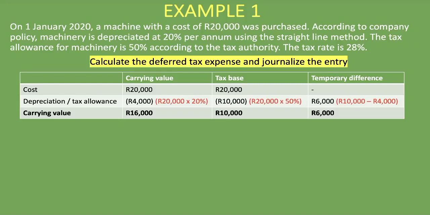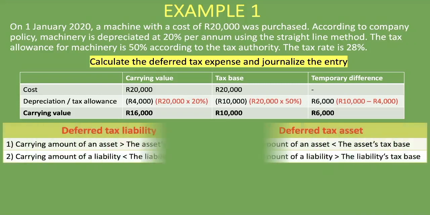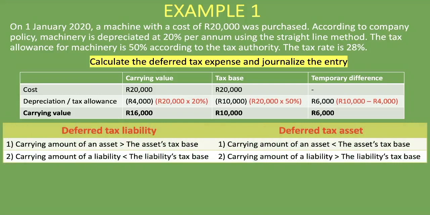Easy enough so far. Now we have to determine whether you have a deferred tax asset or a deferred tax liability, because we're asked to journalize the entry as well. What is it going to be? Well, let's bring back our theory that we've been going through. When is it the deferred tax liability? If the carrying amount of the asset is greater than the asset's tax base, then you have a deferred tax liability. And remember, we're dealing with an asset here, so we're not even going to look at the liability.